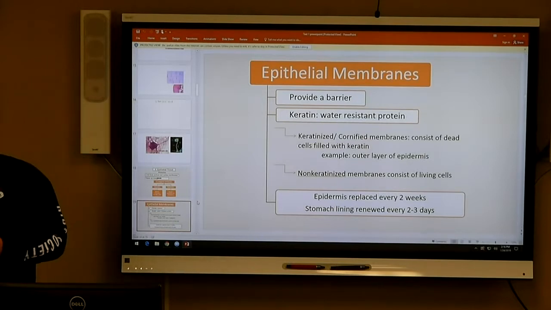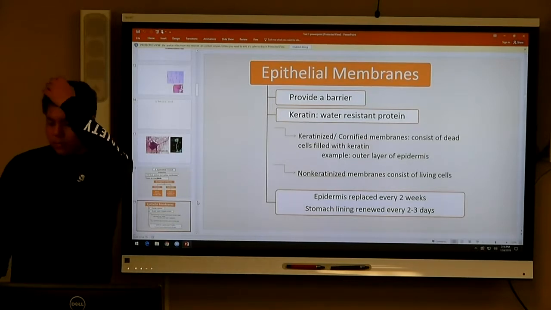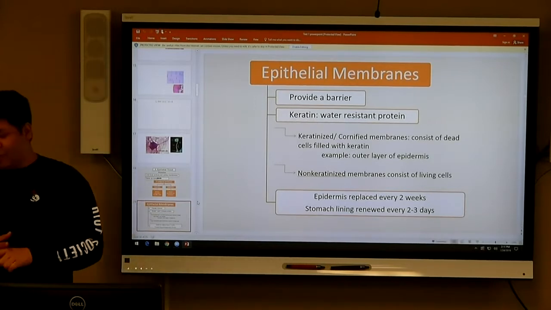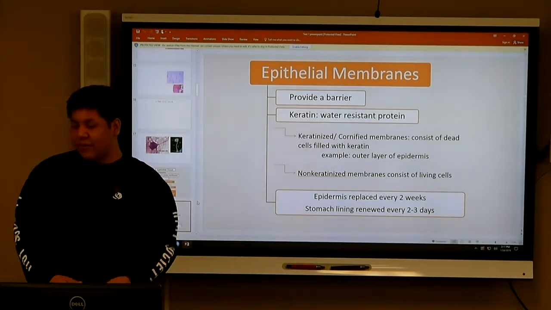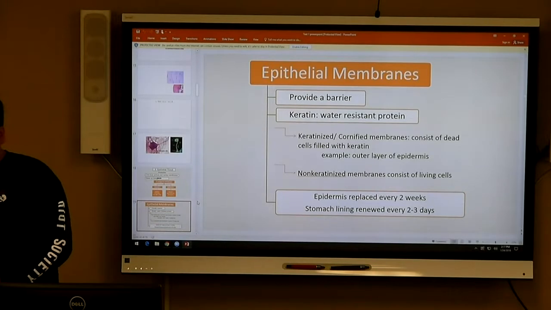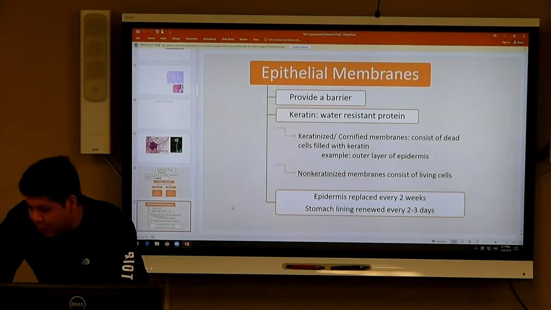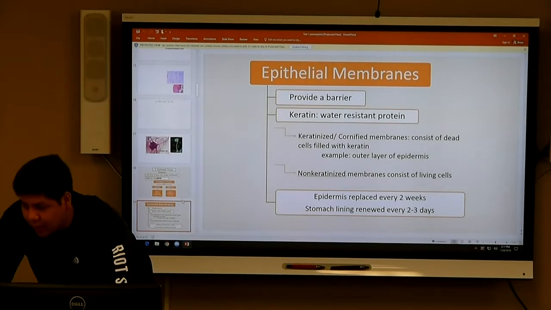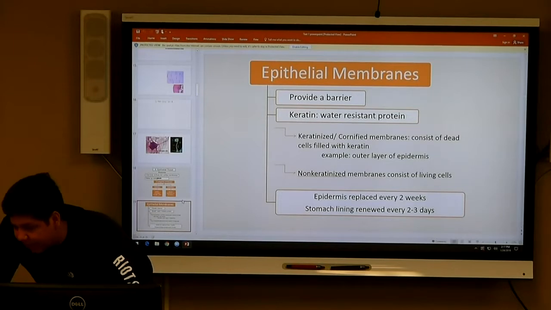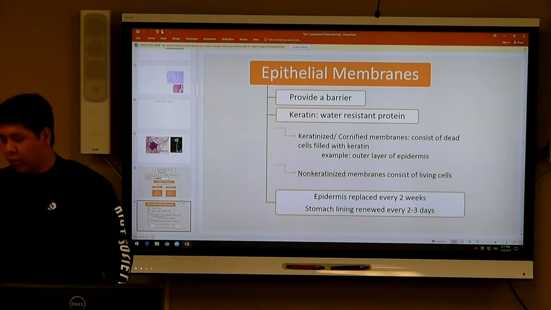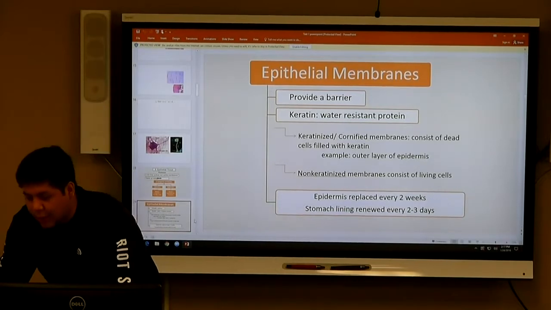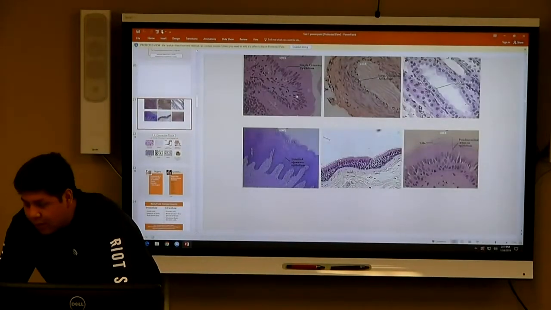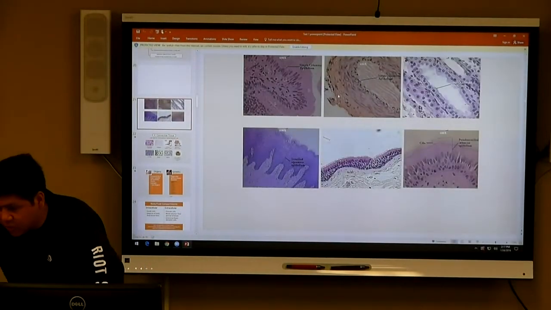Keratin is a water-resistant protein. Keratinized, or cornified, membranes consist of dead cells filled with keratin. Example: the outer layer of the epidermis. Non-keratinized membranes consist of living cells. The epidermis is replaced every 2 weeks. The stomach lining is renewed every 2 to 3 days. And this right here are just some of the tissues and what they look like.